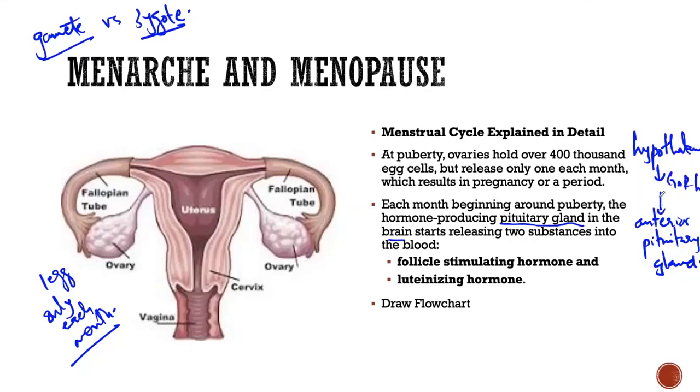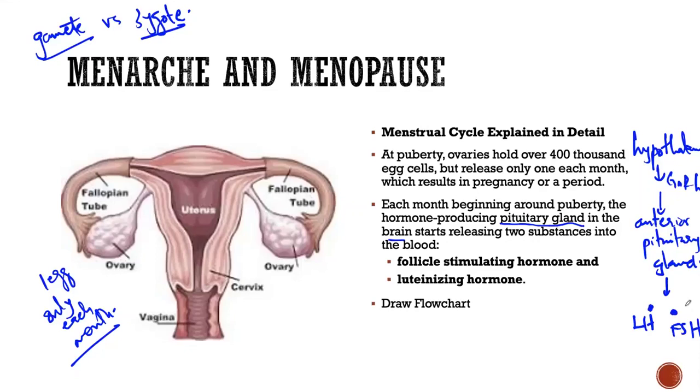Then there are these blood vessels, going to the anterior pituitary gland, and from here you are going to release two different substances. One is your LH, which is your luteinizing hormone, and then you have FSH, which is your follicle stimulating hormone. So again, you have your hypothalamus, you have GnRH, which from your pituitary gland induces the release of your LH and FSH. Now what we have to see is how exactly FSH and LH result in one of two things, pregnancy or periods.